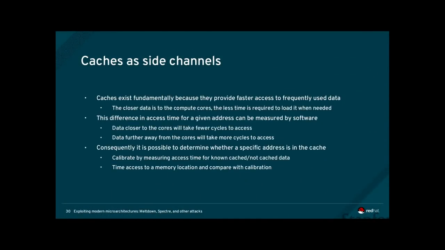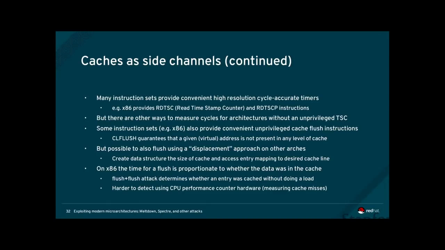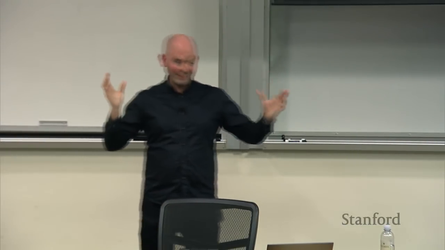I'll foreshadow: on some processors you have an instruction that will flush an entry from the cache that's unprivileged. Any application can do this. On my Intel machine, I can say, flush this memory location, make sure it's not in my cache. And you can time how long it takes to call the flush instruction, and from that infer whether it was in the cache or not.